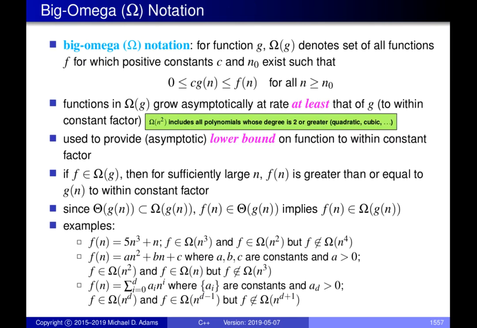And then giving an example with big omega: if we have a function, for example, 5n cubed plus n, this is going to be an element of big omega of n cubed. It's also lower bounded by n squared as well. But it wouldn't be lower bounded by n to the fourth, because n to the fourth will grow more quickly than something that has n cubed as its highest power. Hopefully that makes some sense.